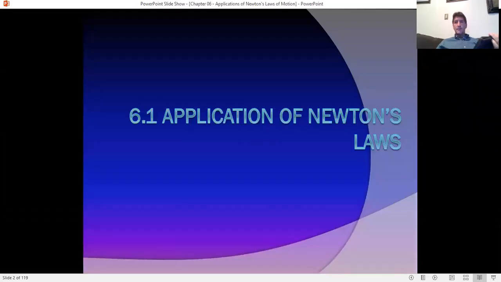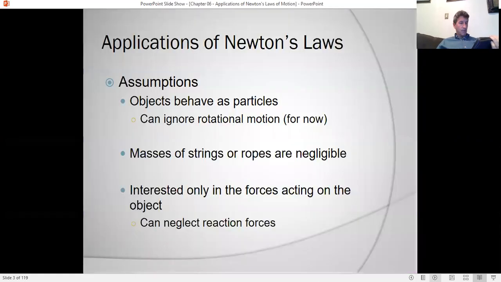Okay, we're going to look at applications of Newton's laws. Basically, we are going to just continue what we did in chapter 5 and apply it to more complex situations such as connected bodies. So again, the assumptions hold already. Objects behave as particles. We're going to ignore rotational motion, which is something we do at the end of the course. Masses of strings, ropes, cables, etc., are all 0. So we'll be interested in only the masses of the objects.